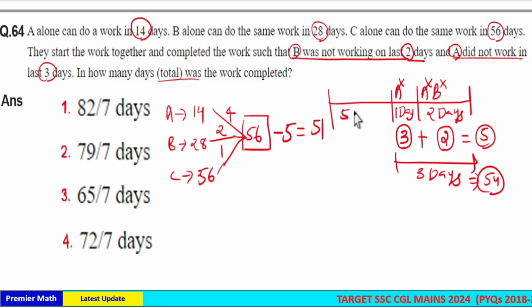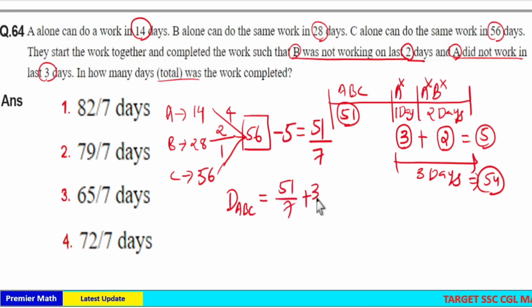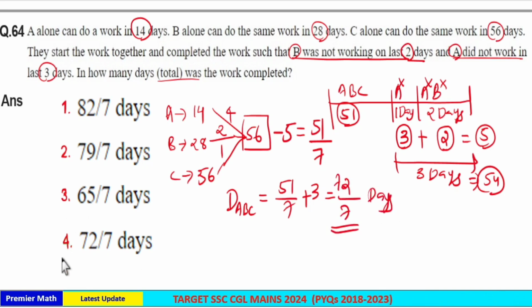So these 51 units were completed by A, B, C together. Now A, B and C together can complete 4 plus 2 plus 1, 7 units of work. So the number of days taken by A, B, C to complete this work is equal to 51 by 7, plus the remaining 5 units completed in 3 days. So total 7 into 3, 21 plus 51 is 72 divided by 7 days. Option 4 is your answer.